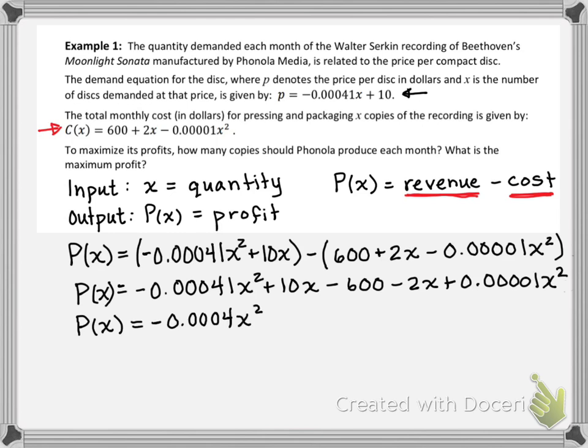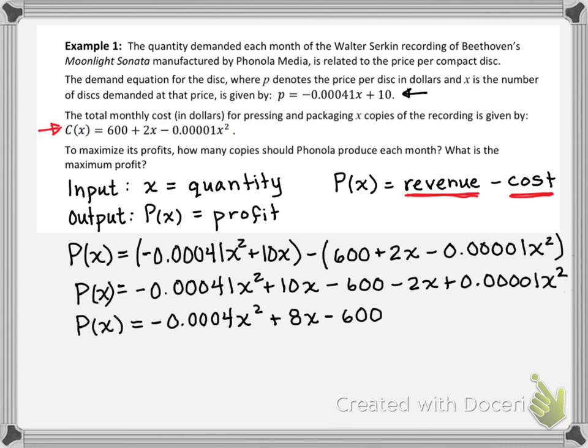And then 10 minus 2 is 8. And minus 600. So the only thing that changed between your first P of x and your second P of x is the distribution of the negative? Yep. Okay. I just distribute that negative to get rid of the parentheses so I can combine like terms. Okay. And now we are ready to actually answer the question, right?